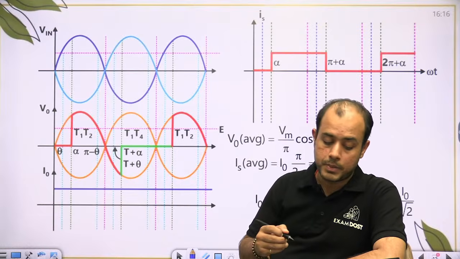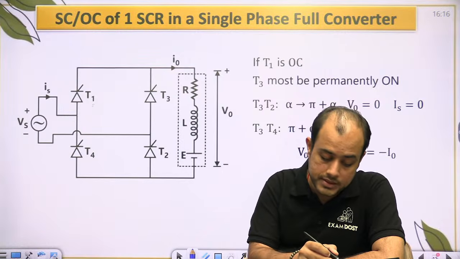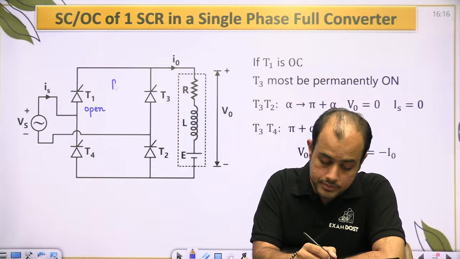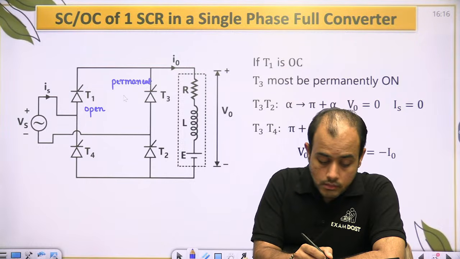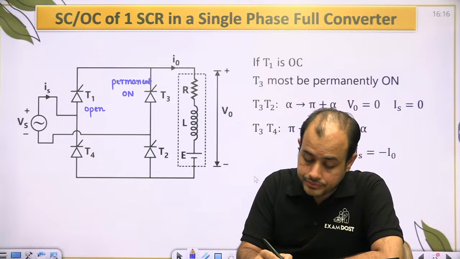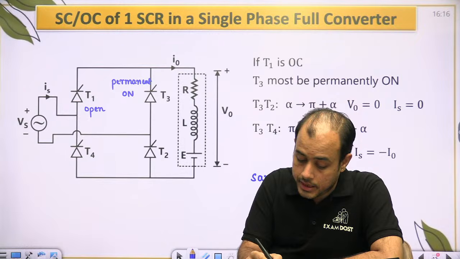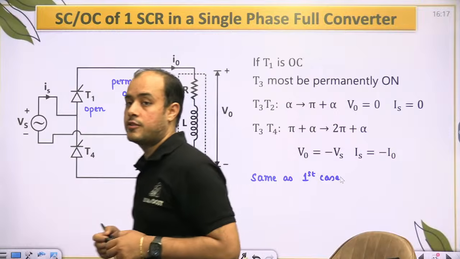Similarly, if T1 is open circuit, T3 has to be permanently on, same as the first case.